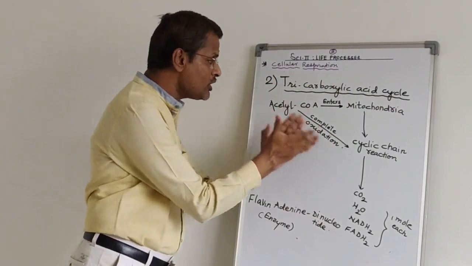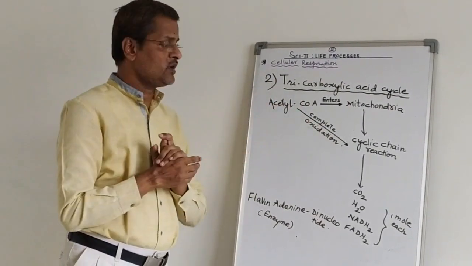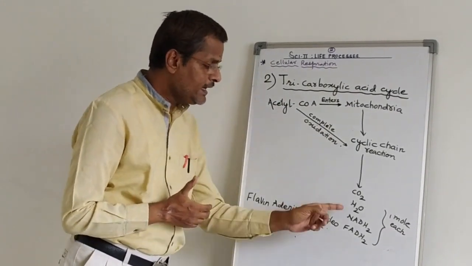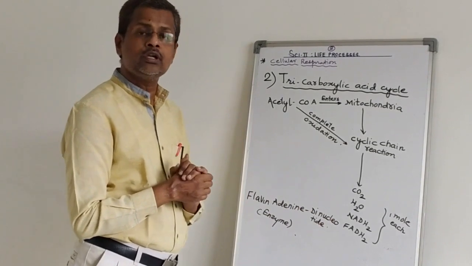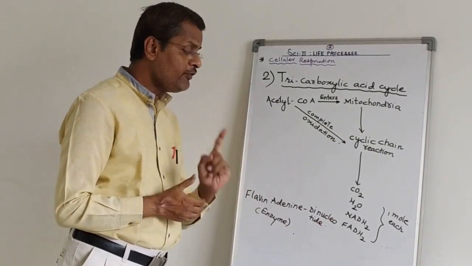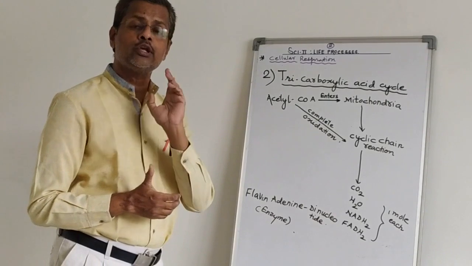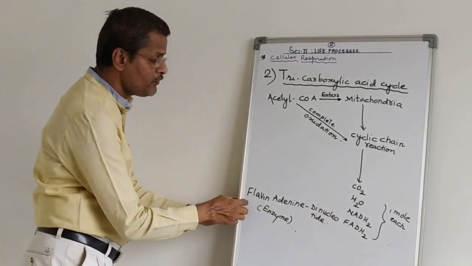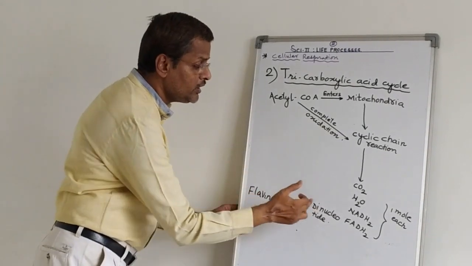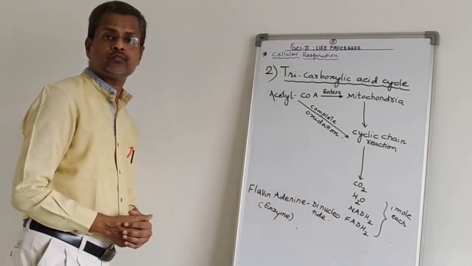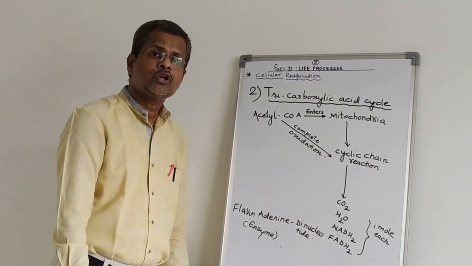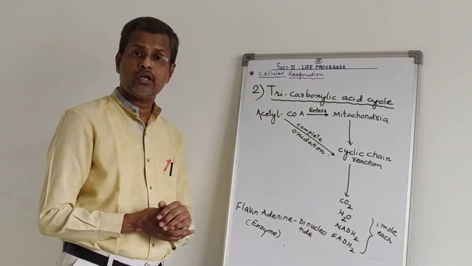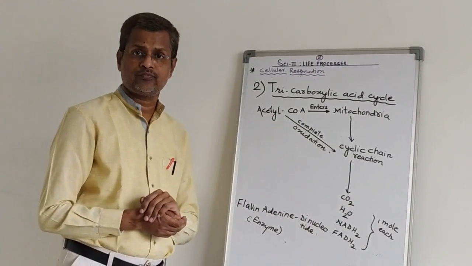During this complete oxidation of acetyl coenzyme, carbon dioxide gas, water molecule, NADH2 molecule and one FADH2 molecule are formed. What is that FADH2? It is flavin adenine dinucleotide. The tricarboxylic acid cycle can be seen in the following diagram.